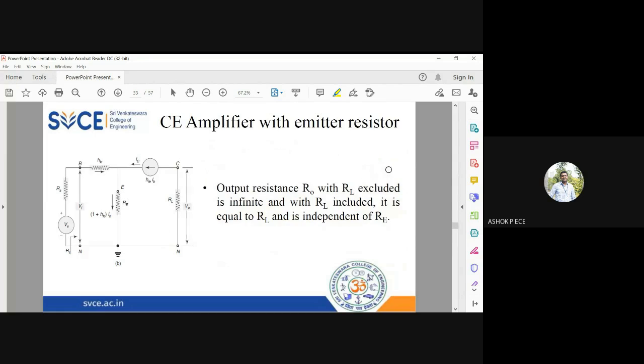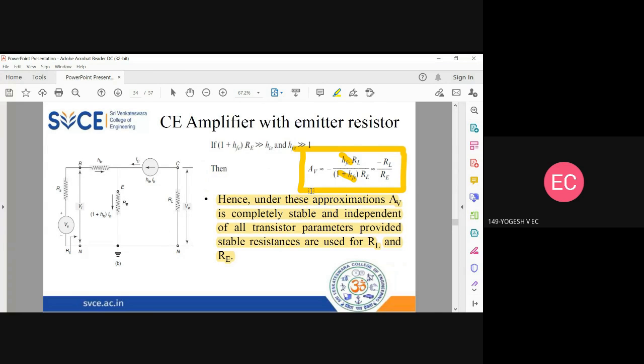Okay. The last one, output resistance. So now, sir, can we say that emitter resistance is directly proportional to input resistance and inversely proportional to voltage gain? Yes. Or you put it this way: input resistance is proportional to Re, and voltage gain is proportional to 1 by Re. You can summarize it that way. Okay, sir. Thank you, sir.